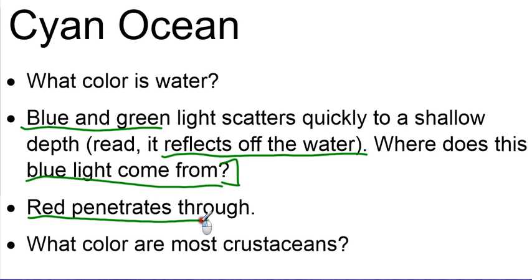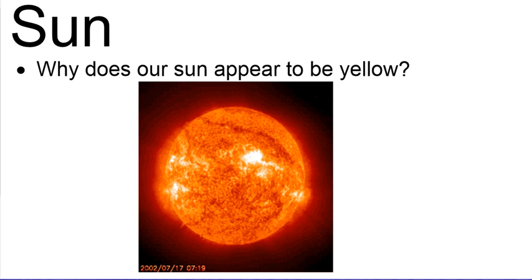In this case, we also talk about the reds. The reds penetrate through. And if you think of some of the adaptations that some of the crustaceans have made, think about what color the shells typically are and why they might have red for that pigment.